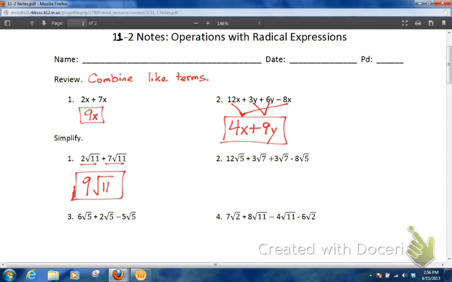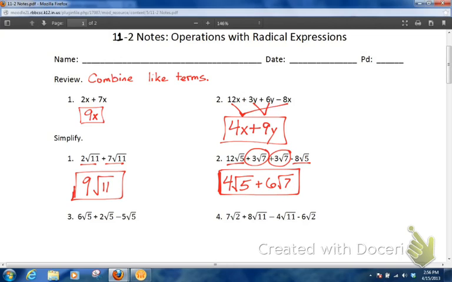Problem number 2 here, again, just like above, 12 root 5 plus 3 root 7 plus 3 root 7 minus 8 root 5, you're going to combine like terms. 12 root 5 minus 8 root 5 is 4 root 5. And then 3 root 7 plus another 3 root 7 gives you 6 root 7s. And now you cannot add these two together because they are not like terms. You have 4 root 5s plus 6 root 7s, not like terms. You're done, as long as the root 5 and the root 7 cannot be simplified like we did in the last section in 11-1 when we were simplifying radicals.